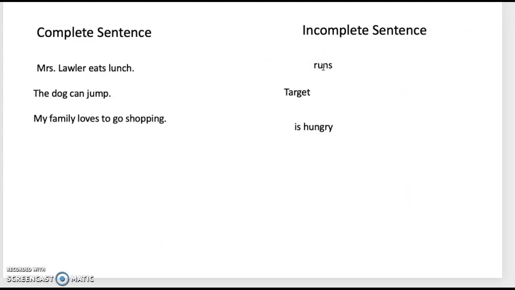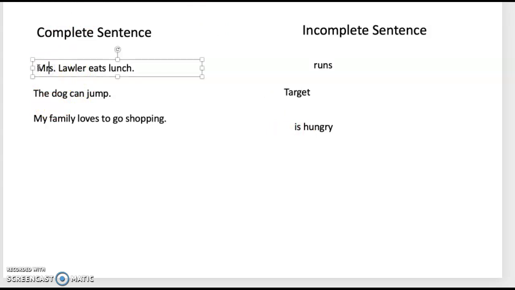That doesn't tell us who. Target. Well, what about Target? It's a great store, but is the sentence telling me what's happening at Target? And is hungry. Well, who is hungry? So let's look at the complete sentences.